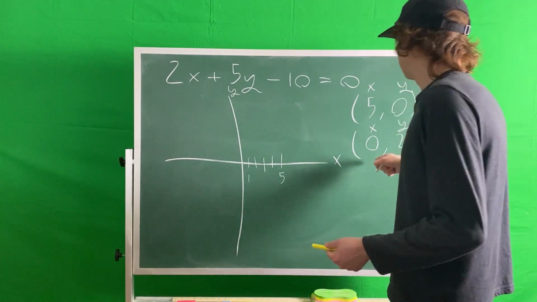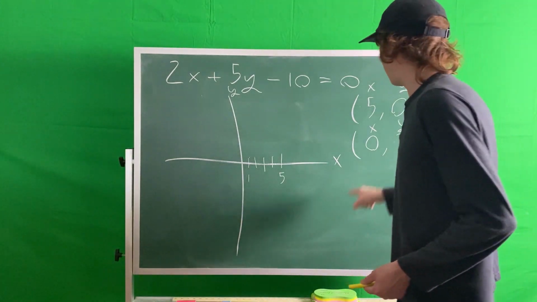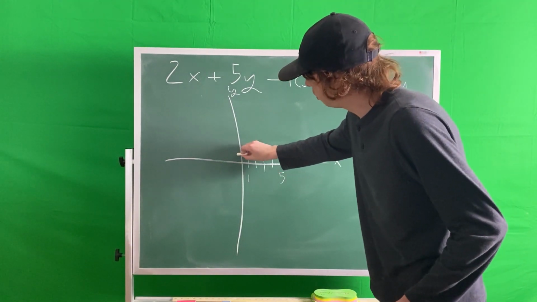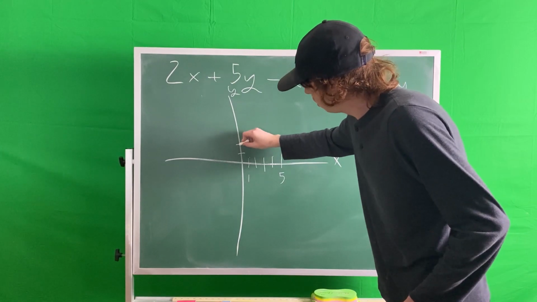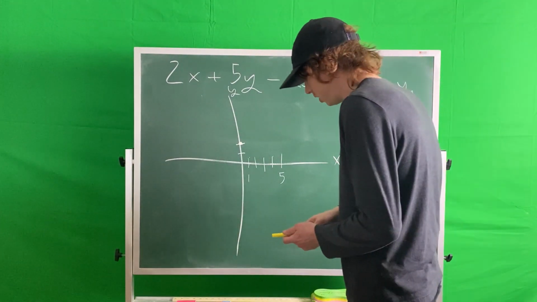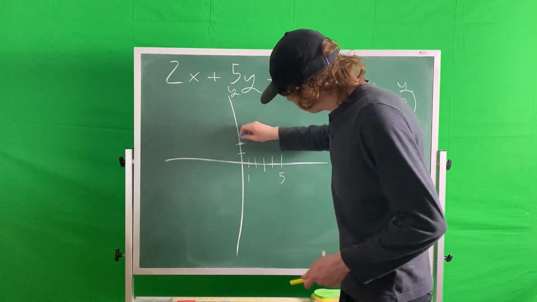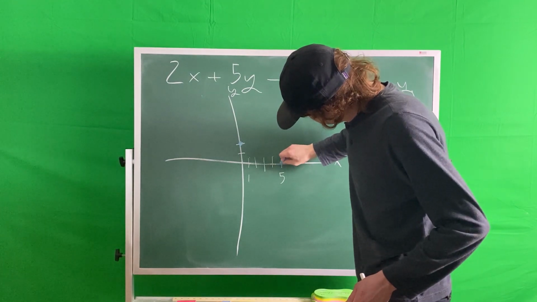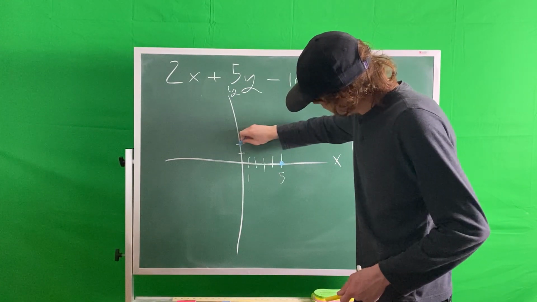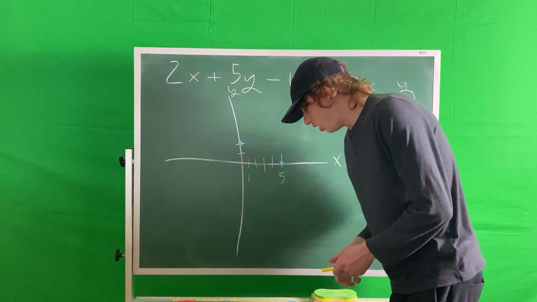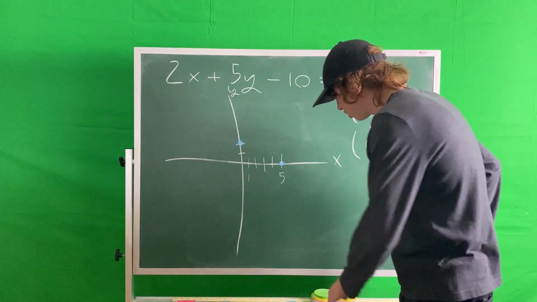So then we have 0, 2. So when x is 0, y is 2. So we're at 0 and we move up 2 units. 1, 2. Not the best accuracy, but that's totally fine. So now we have a point here and a point here, and we're just going to draw a line between these points, a perfectly straight line.